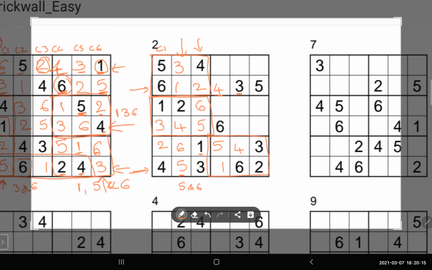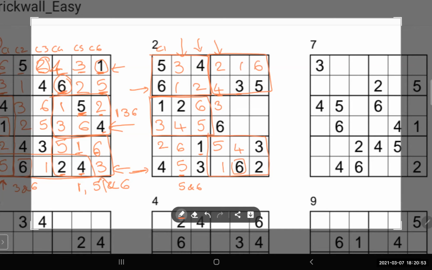Coming to column 4, the missing numbers are 2 and 3. We have already 2 here. So above 6, it is 3. Yes, sir. Good. And we can solve this grid above, grid 2, where 4, 3, 5 is there. The missing numbers are 1 and 6. We already have 6 here, the last one. So beside 2, it is 1 and 6 here, sir.